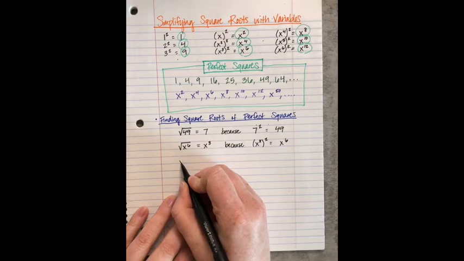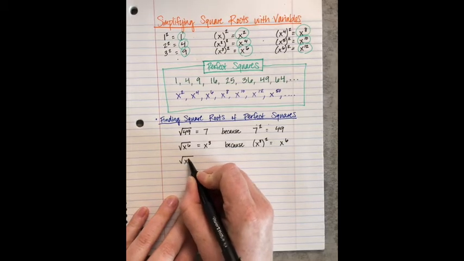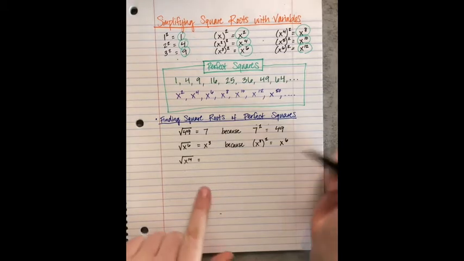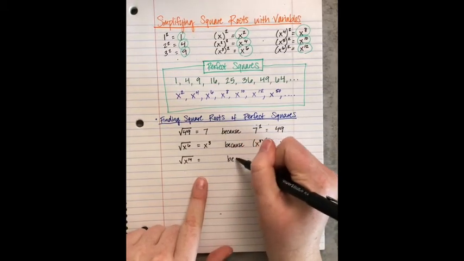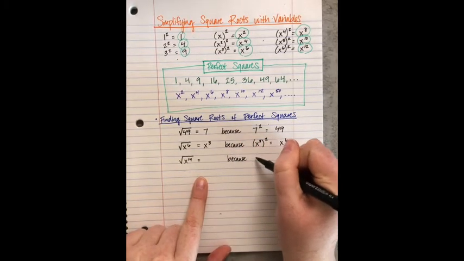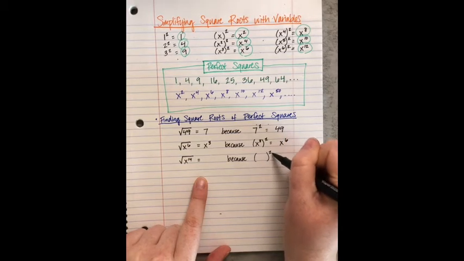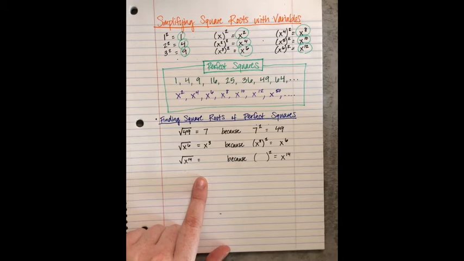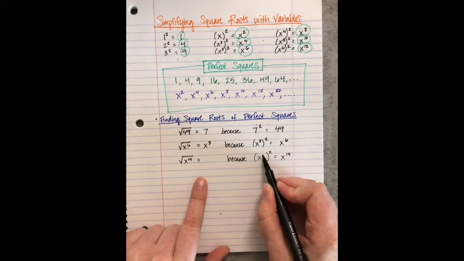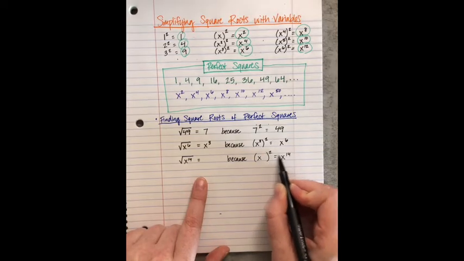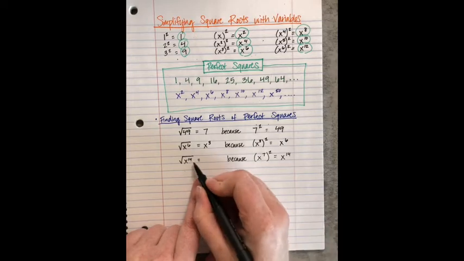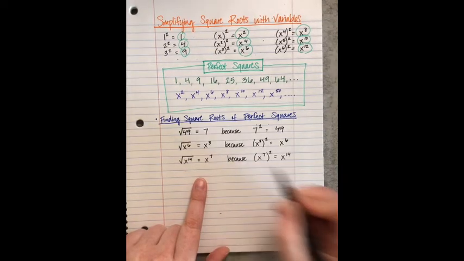So I want you to try this one. Square root of x to the 14th. Maybe you know it. Maybe you need to do this first. That's fine. I want you to think of what you would have to square in order to get x to the 14th power. Okay, so what little number would go here? Something times 2 is 14, and that something is 7. So the square root of x to the 14th is x to the 7th.